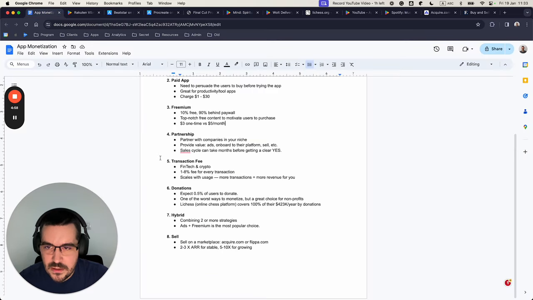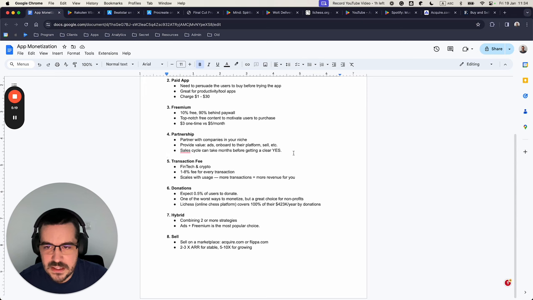Okay, then we go into partnerships. You can partner with other companies in your niche and provide value to them inside of your app. You could be showing their ads. You could help users onboard to their platform. You could help them sell, give them leads, and so on.